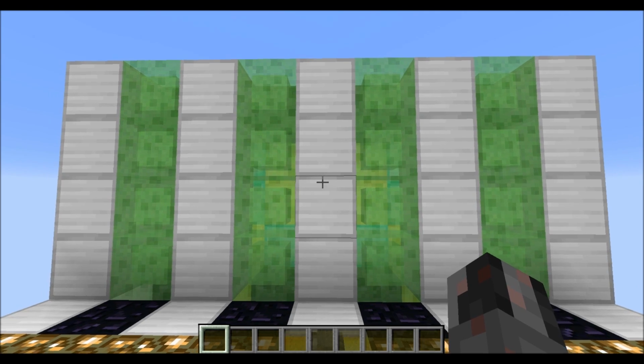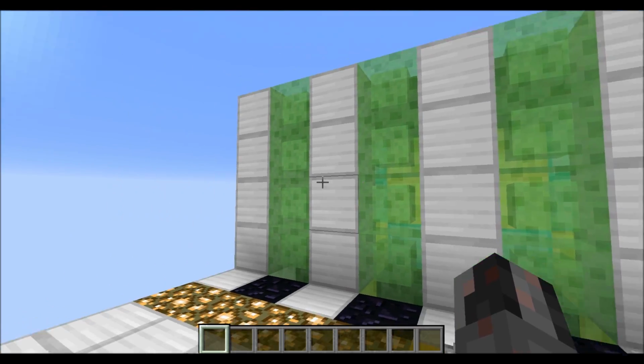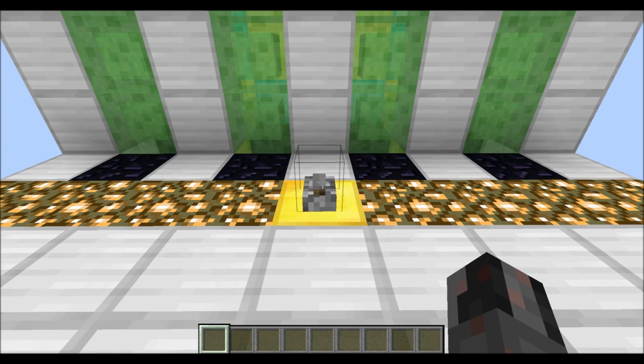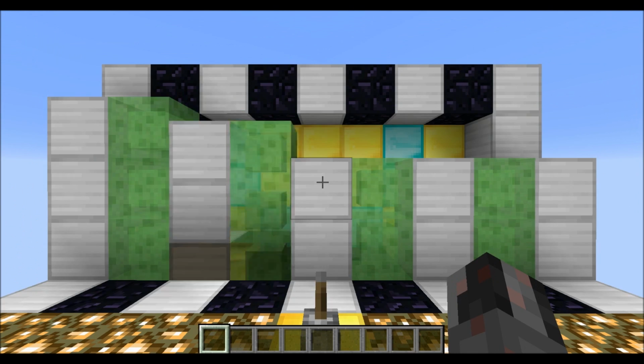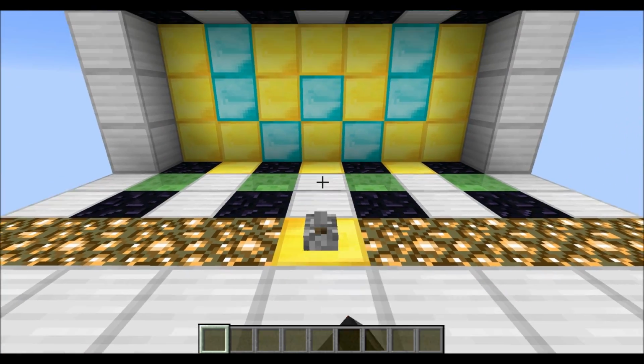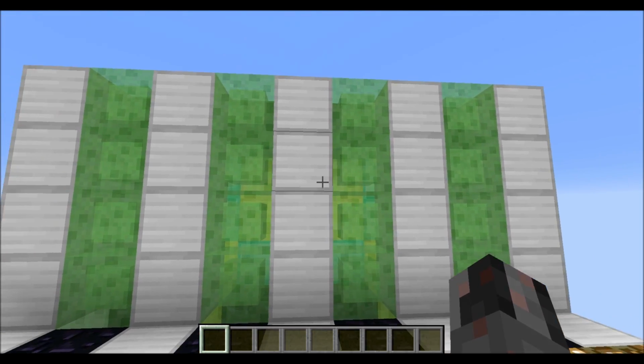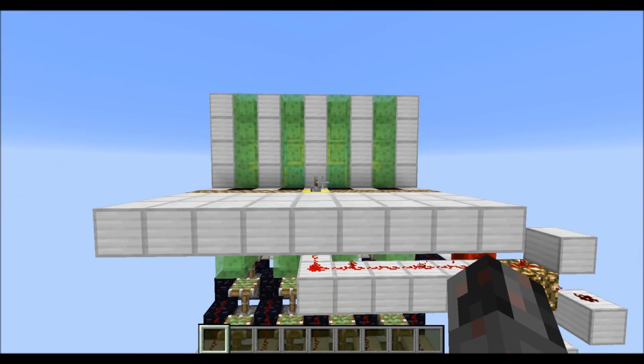So let's give you an example. I have this 4-high door here, partially made out of slime blocks, and by clicking the lever here, the door completely retracts, the vault opens, and if I flick the lever again, the entire thing closes up again. And that's the basic idea behind it.